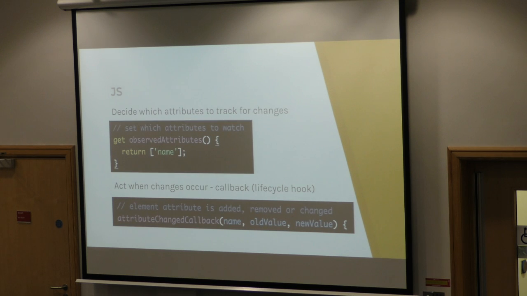And then more usefully, I can watch attributes. So I can say, okay, if I'm passing in name, I want to observe that, I want to keep track of it. And then I get a callback. So I can just run this callback for each attribute that I'm tracking and say, okay, this is what I want to do. This is the name of the attribute, this is the old value of what it used to be, and this is what it has changed to. And then I can run that.